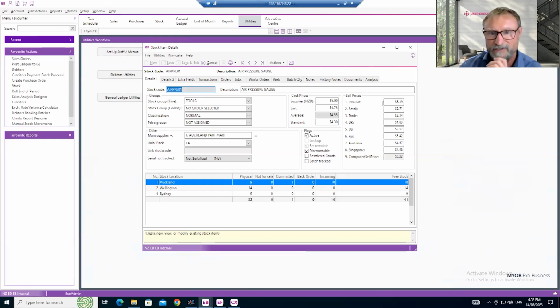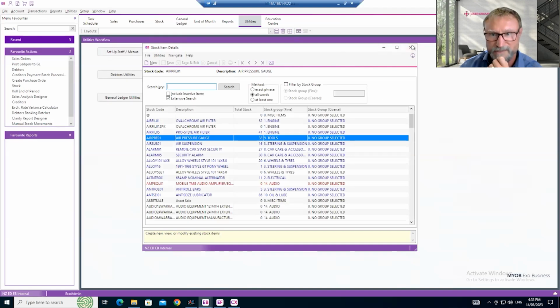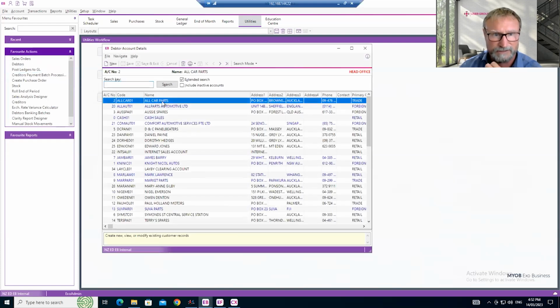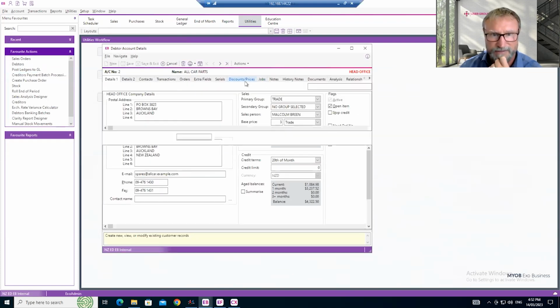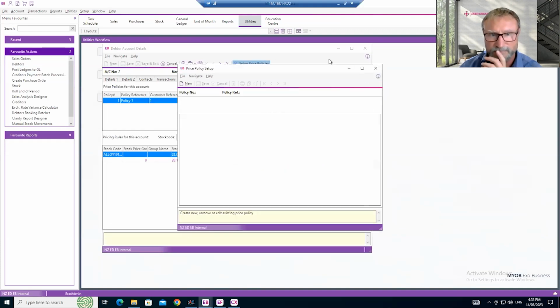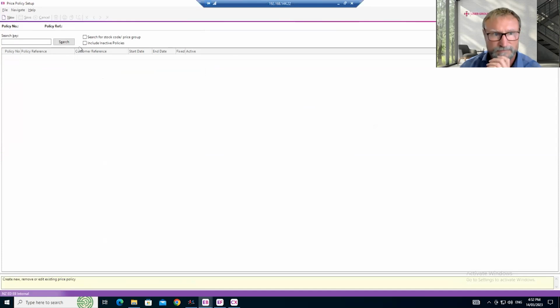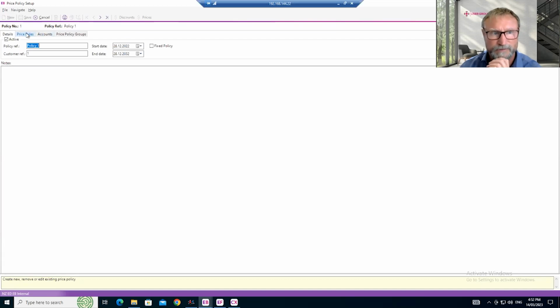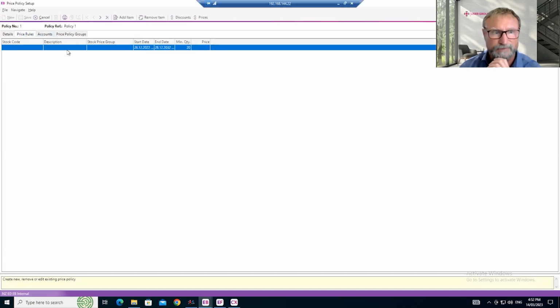So when we talk about price one, price two, price three, we're talking about the sell prices that are coded against a stock item. So it's these here. Now, if you've got a price rule set up, and I'm working in motor parts here, so I may not have any price rules configured, but let's go take a look. I'm going to jump into a debtor account. This is the easiest way to get to your price rules. If we bring up a price policy, take a look at our price rules.